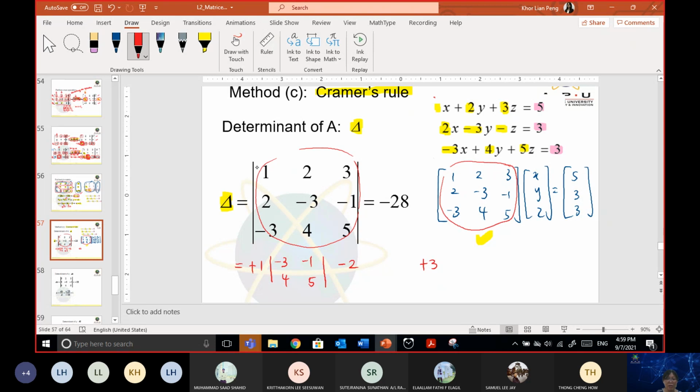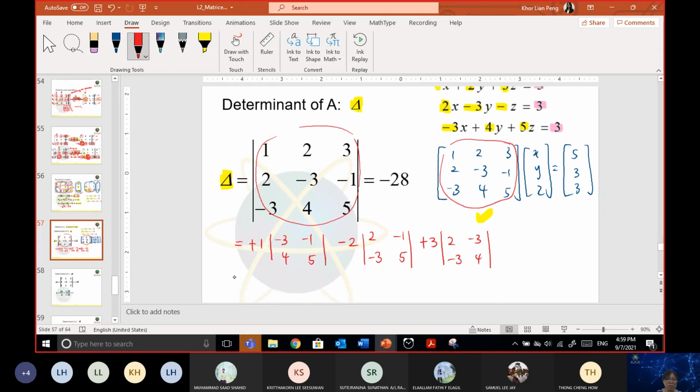Then for the second value, I block the first row and second column. I have 2, minus 3, minus 1, and 5. Then come to the third value. I'm blocking first row and third column, so I have 2, minus 3, negative 3, and 4. Then I try to solve this to get negative 28.